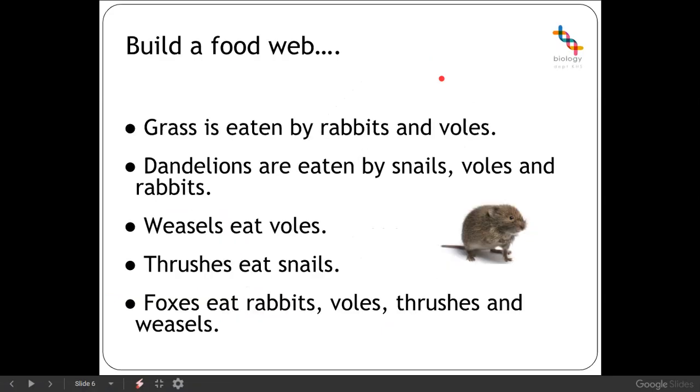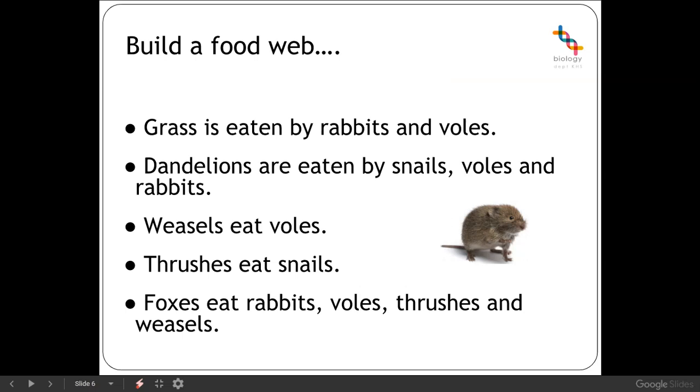So your task just now is to take a little minute, and this isn't one that we need you to hand in, you can just take a wee moment to see if you've understood it. So if you've got a bit of blank paper somewhere, grab it and have a wee look at how you could set up a food web if you're given these clues.